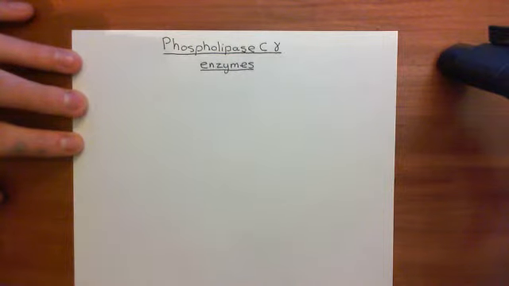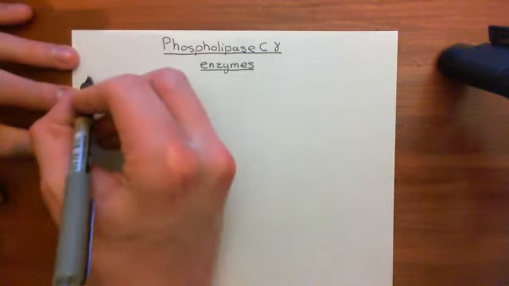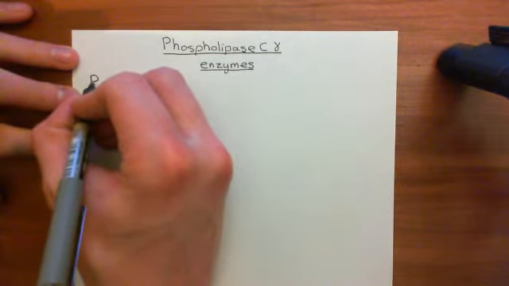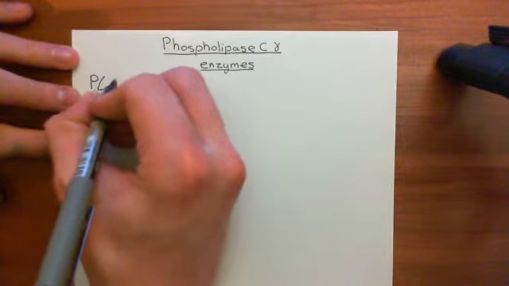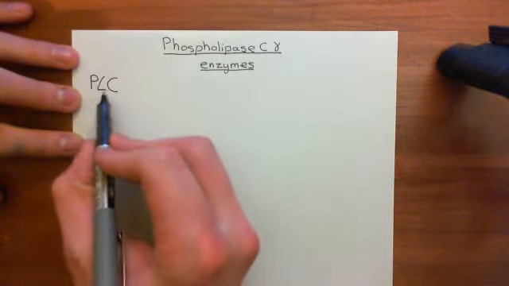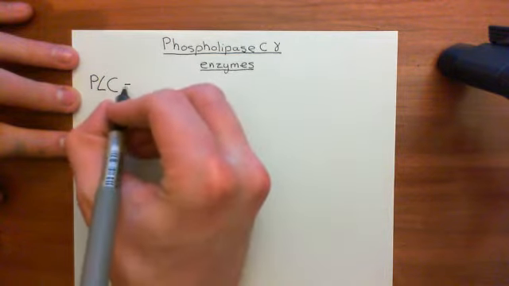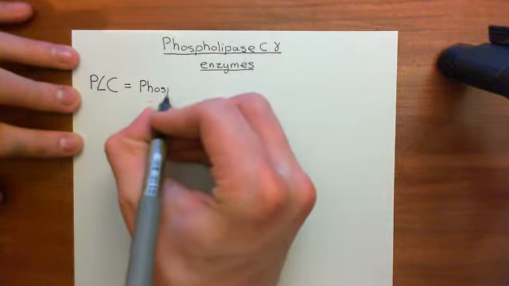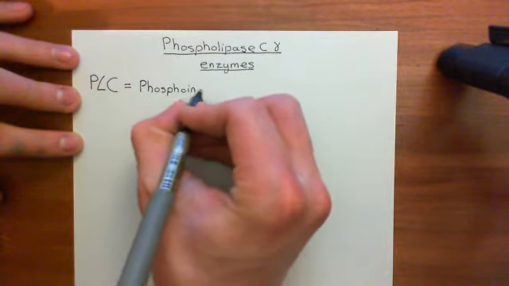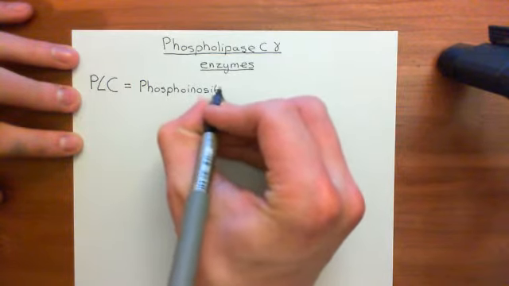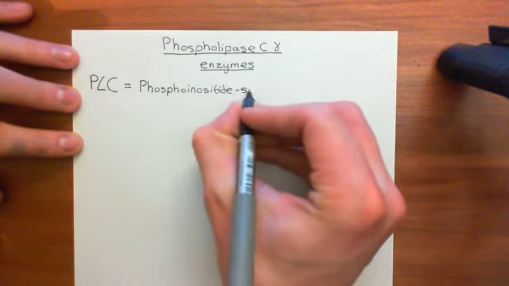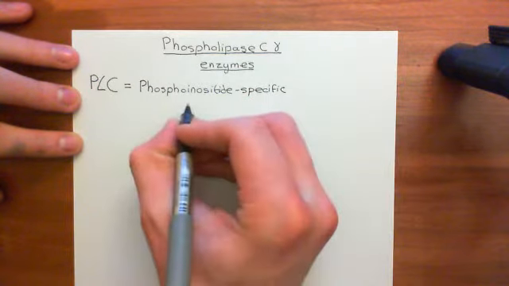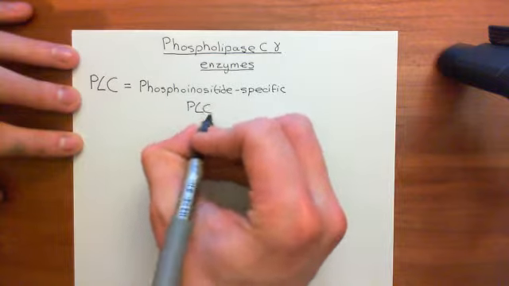Okay, right, so we're going to start off with a basic discussion of phospholipase C enzymes, specifically what reaction they catalyze. For short, phospholipase C enzymes are abbreviated to PLC enzymes, and another name that people often use for them is phosphoinositide specific phospholipase C enzymes. This just means exactly the same thing. So phospholipase C enzymes and phosphoinositide specific phospholipase C enzymes are the same thing.